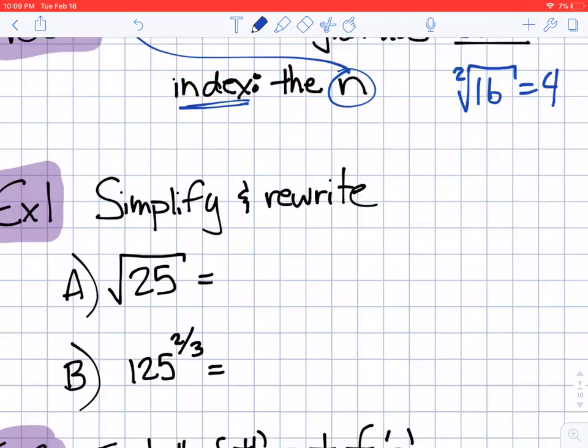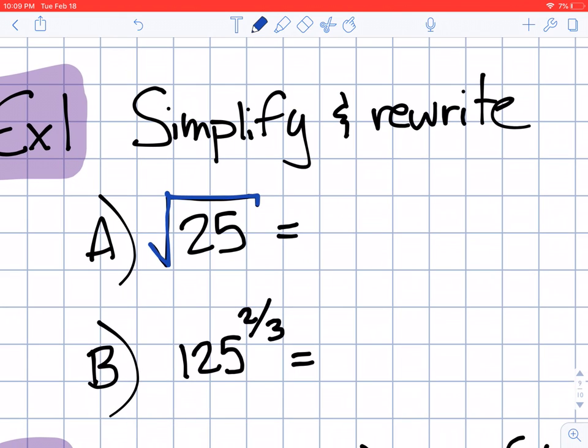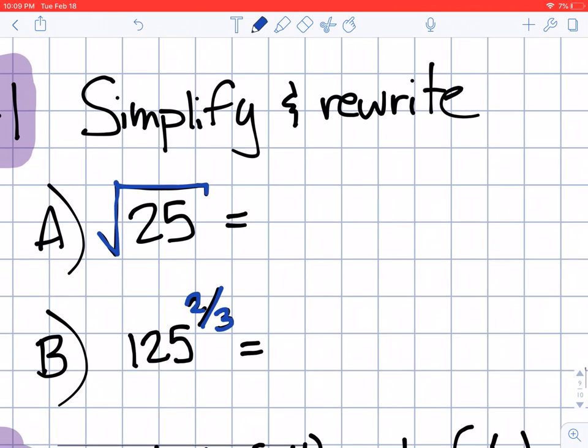All right, first example. Simplify and rewrite. First off, you have to recognize this is in what we call radical form. I'm going to write this now in what we call rational form. The problem below that you can see is written in rational form. That is, our exponent is a ratio, and I need to write that using a radical sign. So these two problems are kind of doing the opposite things.